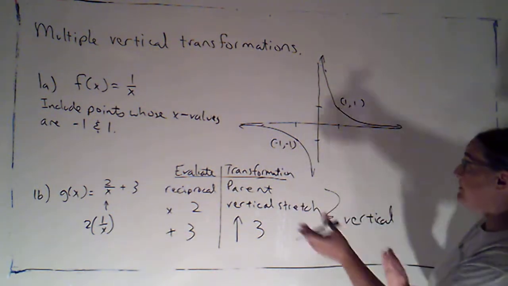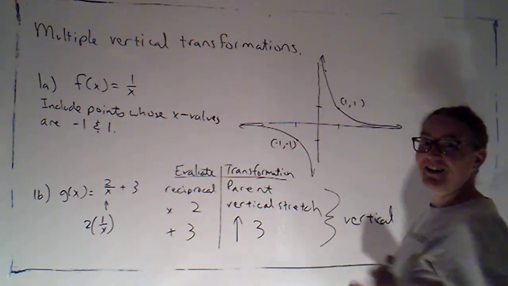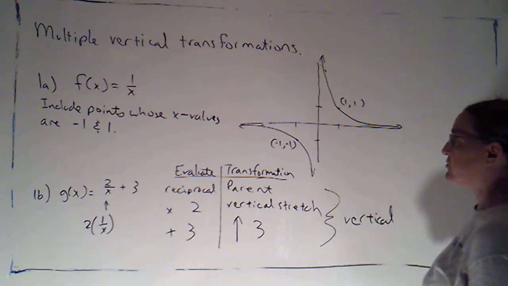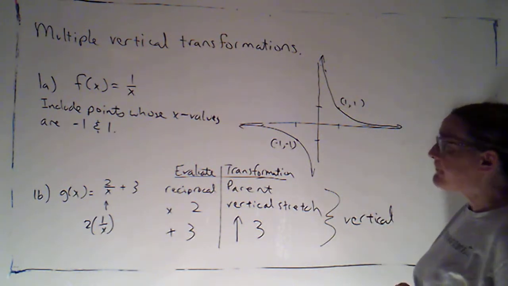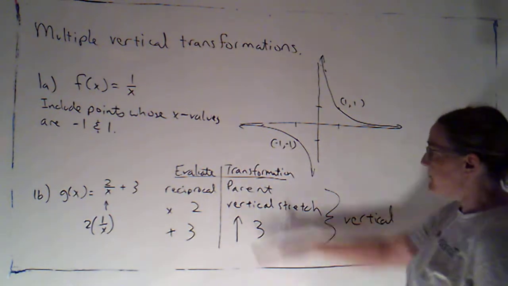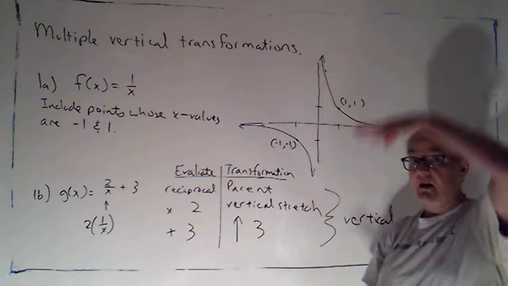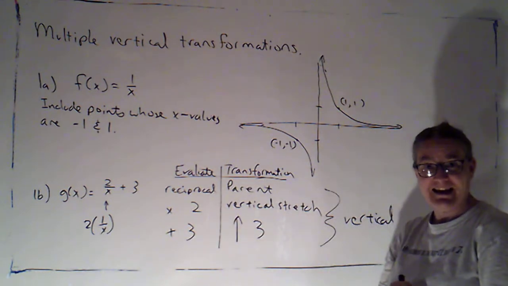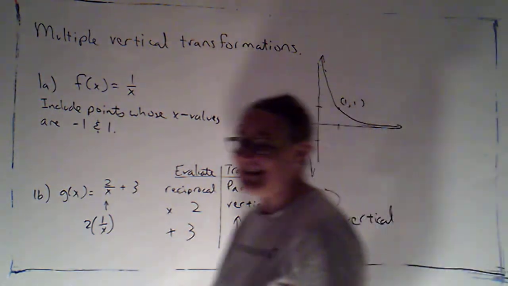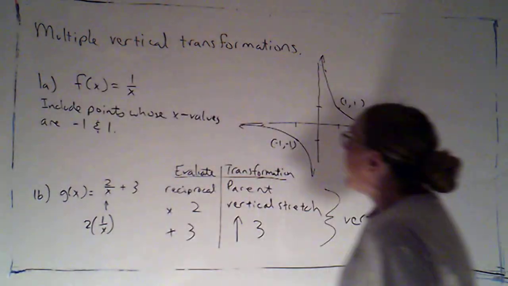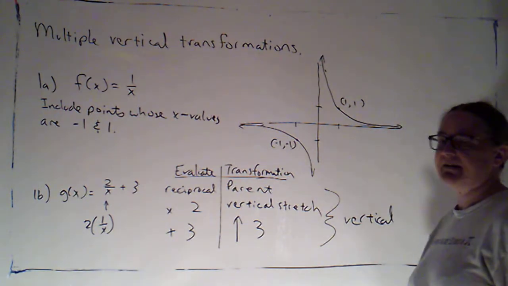So the points I plot as I track where these get moved, the x values aren't going to change, but the y values will. Okay, so when I'm doing vertical transformations, I'm going to respect that order of operations. If I would multiply by 2 first, I'm going to stretch by a factor of 2 first. And if I would add 3 second, I'm going to shift things 3 up second.